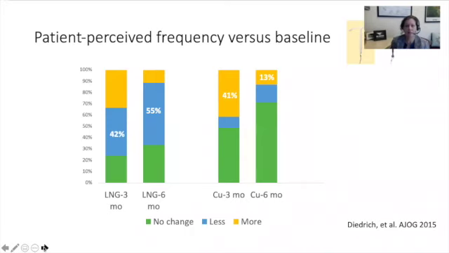And this is the same population when asked about perceived bleeding frequency. Most of these US patients using copper IUD reported regular cycles.